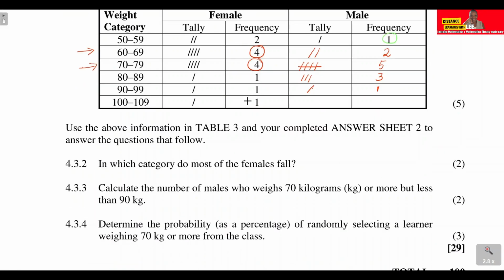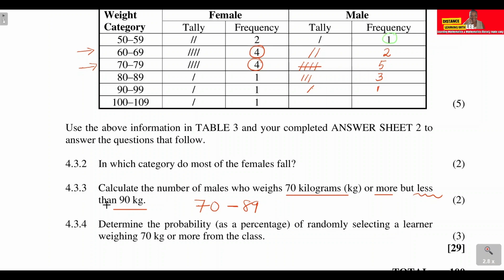Question 4.3.3 says calculate the number of males who weigh 70 kilograms or more but less than 90. So what does this mean? This basically means that we're going to look at how many males weighed between 70, going all the way, because they said 70 or more, so we include the 70, going all the way up to 90. But they're saying but less than 90, so we're going to just go up until 89. Okay, we're not going to go up until 90 because they said but less than 90 kgs.